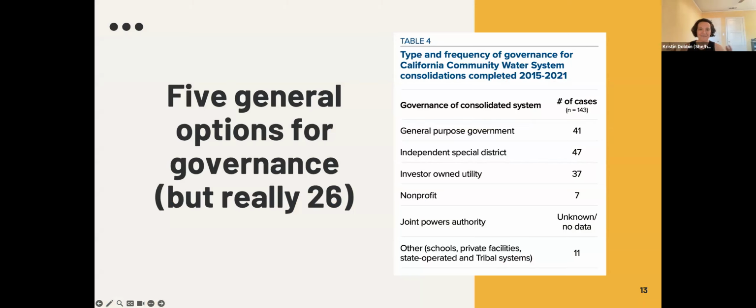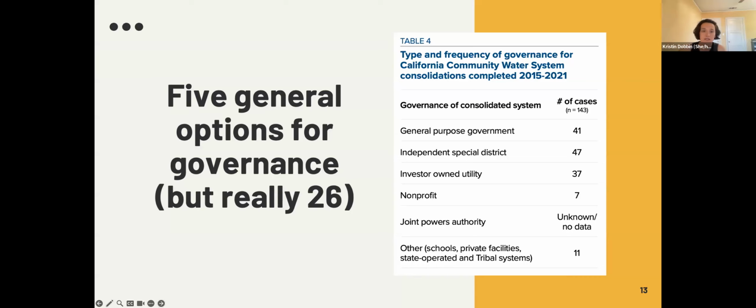So at a high level in the guide, we talk about there being 5 general options for governing consolidated water systems, really any water system, governing water systems in general. But it's important to note there's actually really 26 options in the state. For independent special districts, there's more than 11 independent special district types serving drinking water in California. But for the purposes of this, we're grouping general purpose governments, those counties and cities. We're grouping all the independent special districts together. And then we also have investor-owned utilities, nonprofit systems, most commonly mutual water companies, and then joint powers authorities.